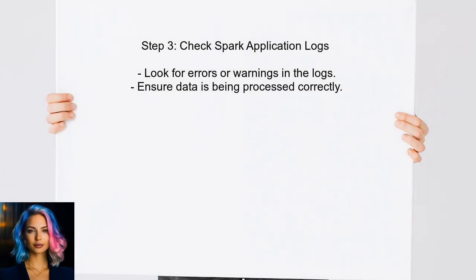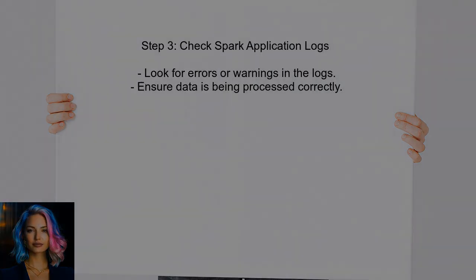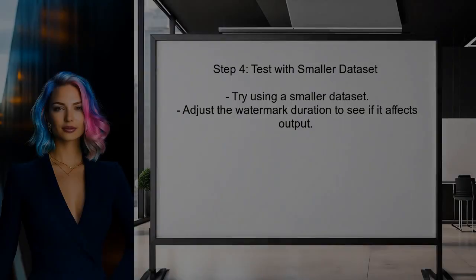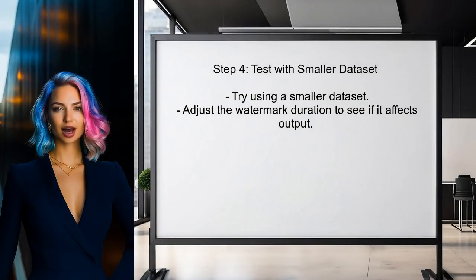Additionally, the user should ensure that the data being sent to Kafka is being processed correctly. They can do this by checking the Spark application logs for any errors or warnings that might indicate issues with data processing. Finally, if the user is still experiencing issues, they might want to test the query with a smaller data set or adjust the watermark duration to see if that affects the output.